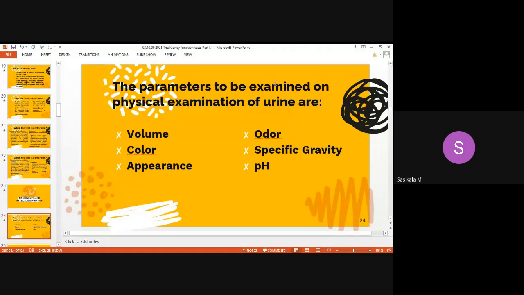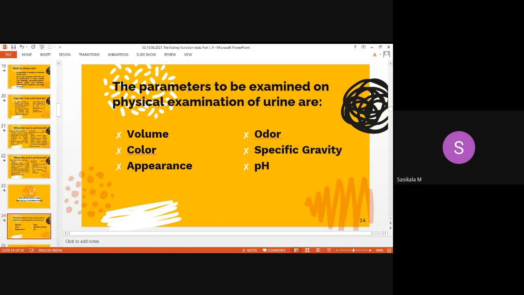The parameters to be examined on physical examination of urine are, first, volume of urine, then color of urine, appearance of urine, odor, then specific gravity, and pH. These 6 parameters are analyzed for macroscopic examination of urine. Okay, what are the parameters examined?